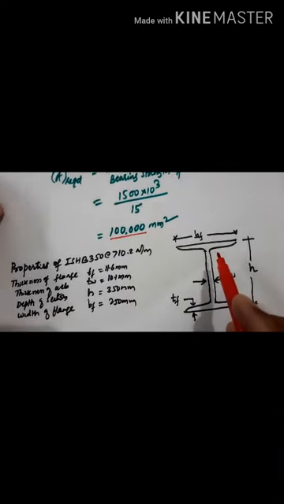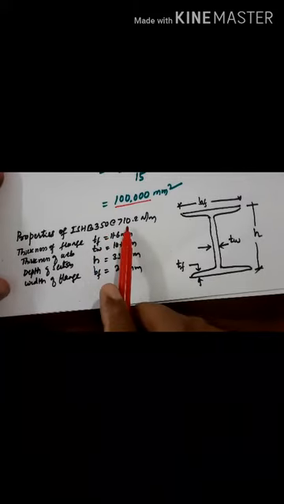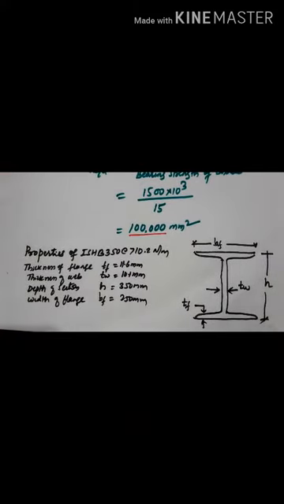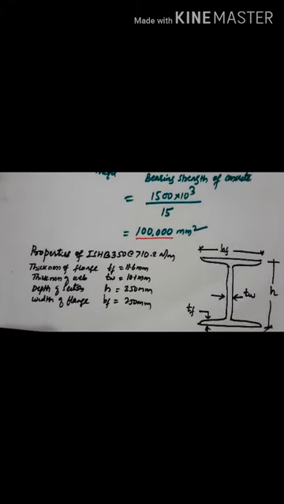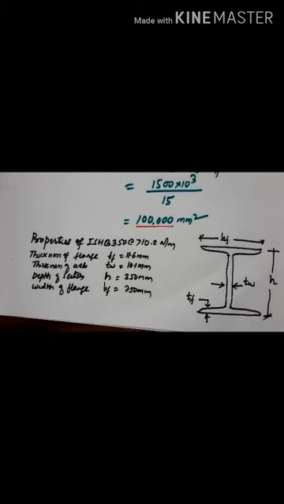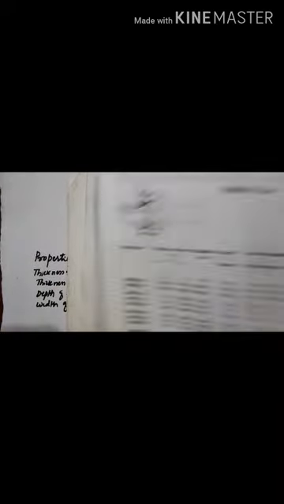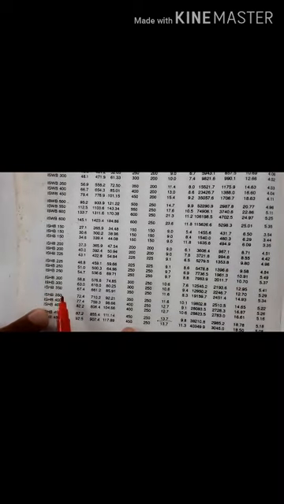After calculating the area, let us take the properties of the given section, the ISHB 350 at 710.2 Newton per meter. For this section you have to refer to the I section and take the properties from the steel table. Just refer to the IS table, where ISHB 350 is given. Search ISHB 350. So here it is given, ISHB 350.